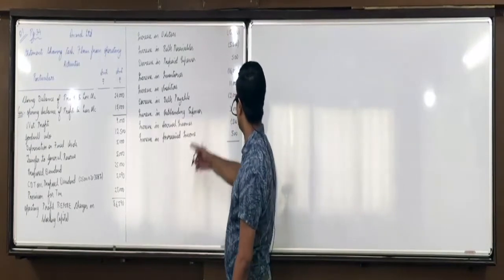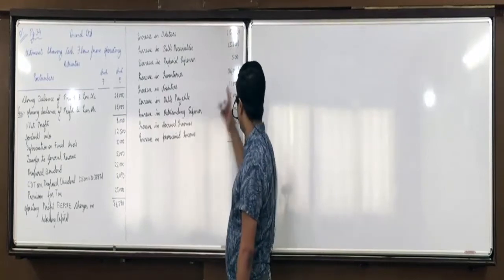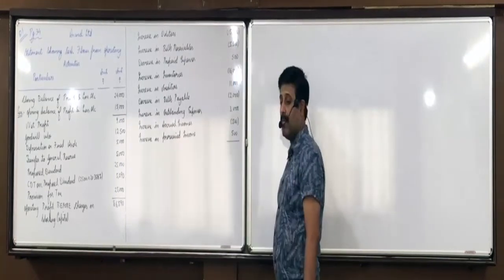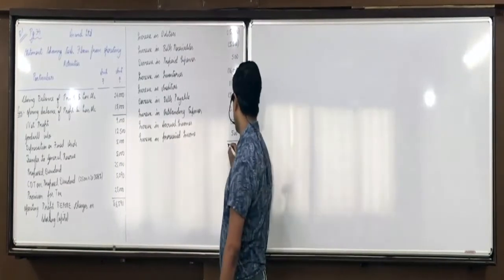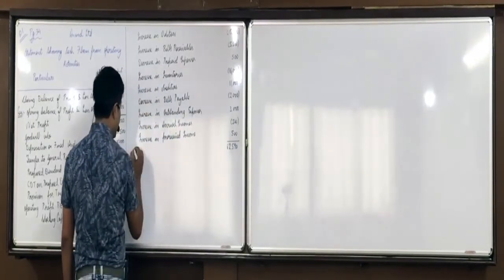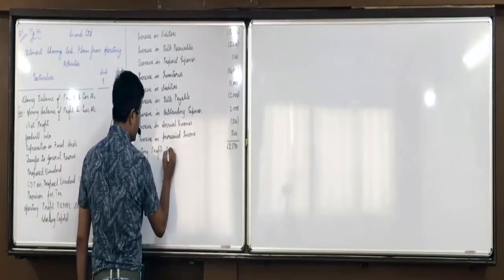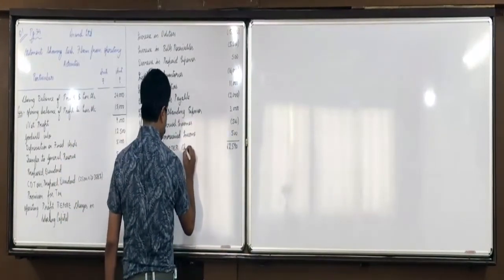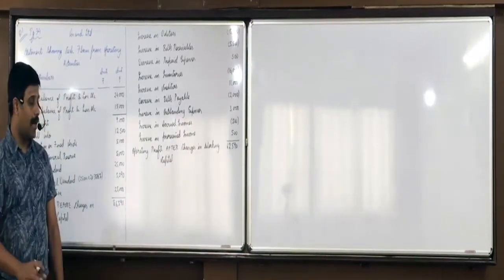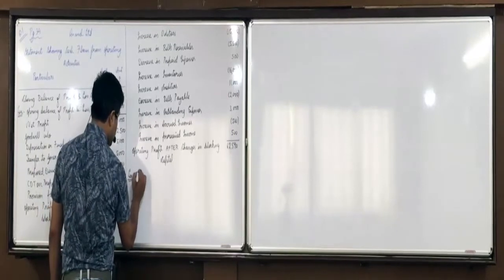Now do this: 86,590 minus 15,000 minus 5,500 plus 500 minus 16,000, 62,590. This we will call operating profit after changes in working capital. Okay, operating profit after changes in working capital. Got it, everyone? Now we have to subtract tax paid, lastly. So let's do tax paid.